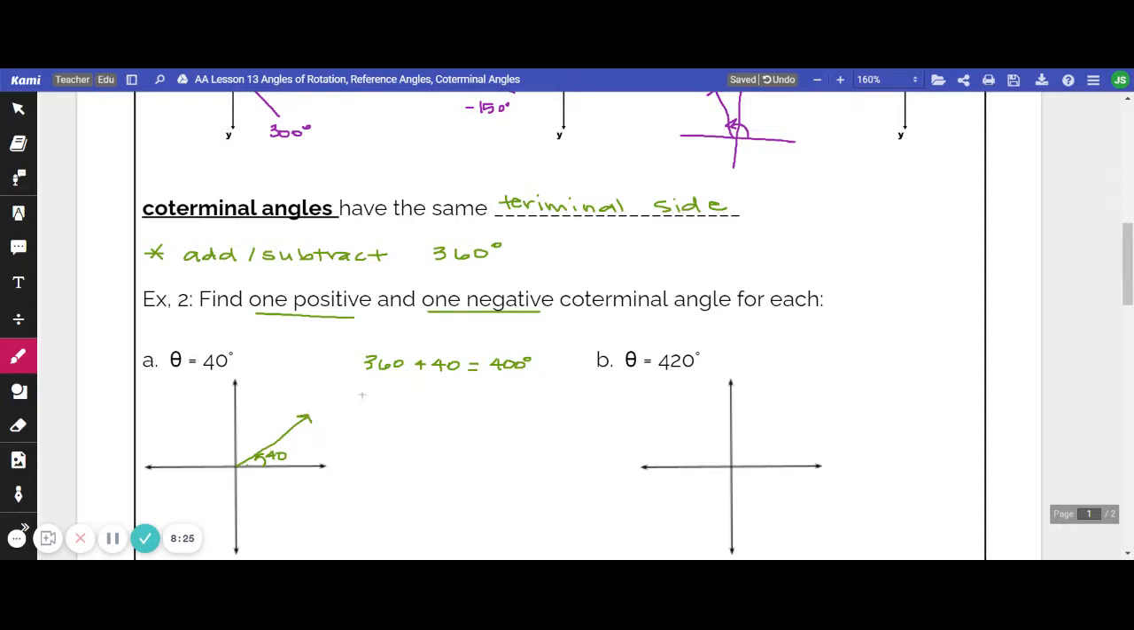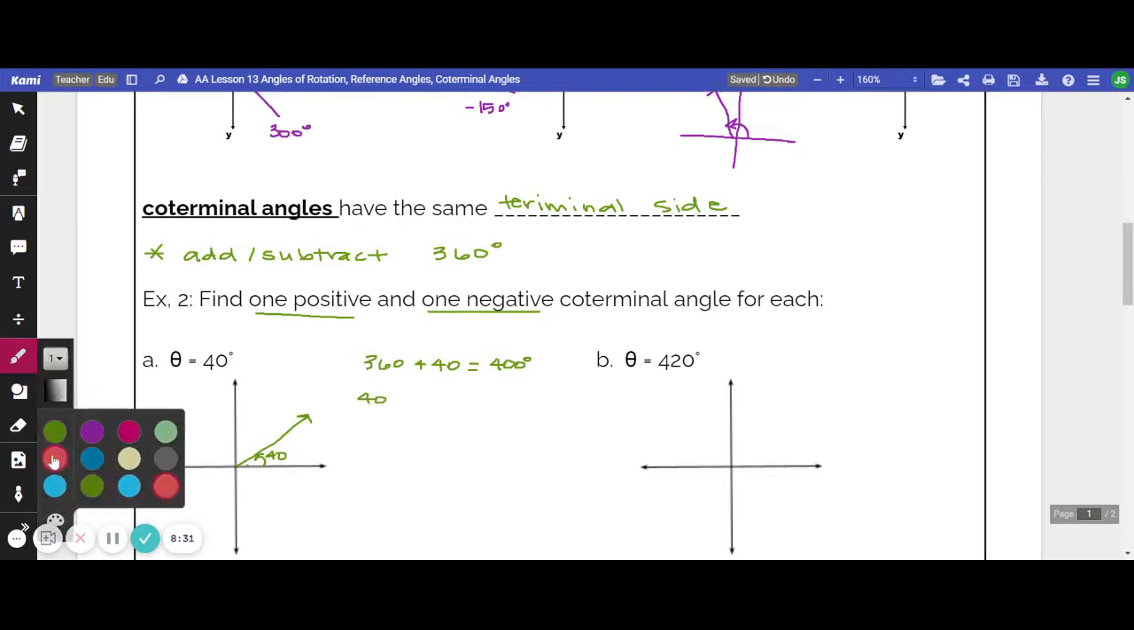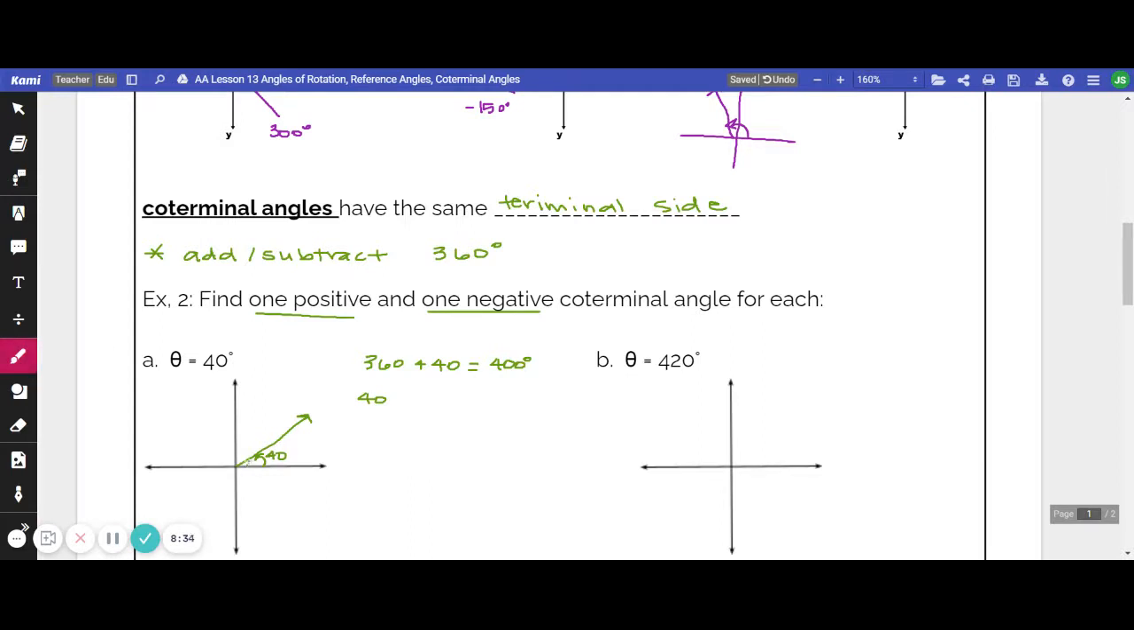I also need a negative. So I could go from 40 and I could back up. So if I was at 40 right here, if I went in the negative direction, all the way around once would get me to that same spot. So I could do 40 minus 360 is negative 320. I probably shouldn't leave that on there because it looks like that angle is 320. So from here to here, it's going down, so measuring negative 320.